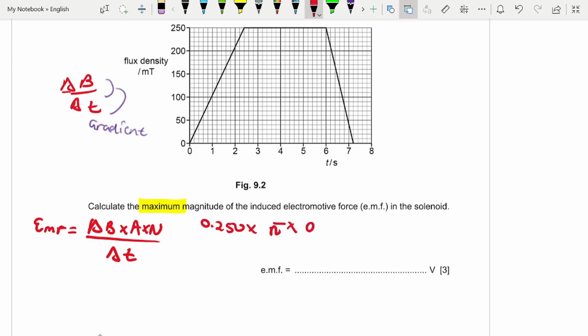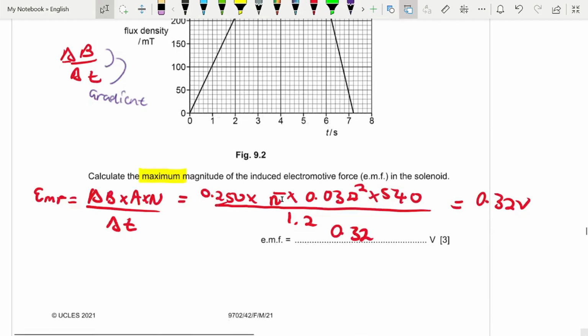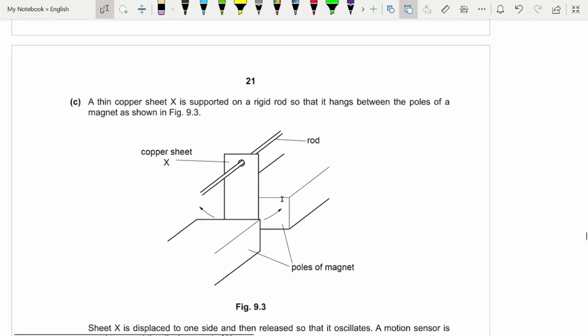The radius is 0.030, and then all of that squared, multiplied by, how many turns do we have? 540 turns, divided by our delta T, our change in time. Here we have 1.2 seconds. You punch that in your calculator, you're going to get 0.32 volts. So our EMF is 0.32 volts. Very important for you guys to be thinking of that.